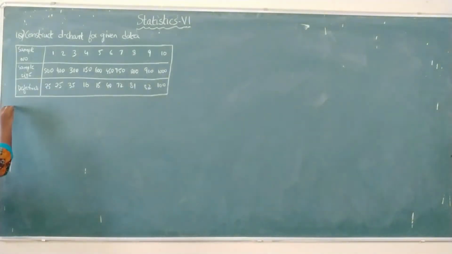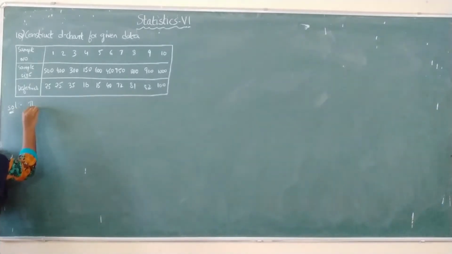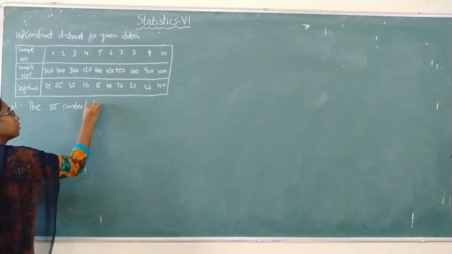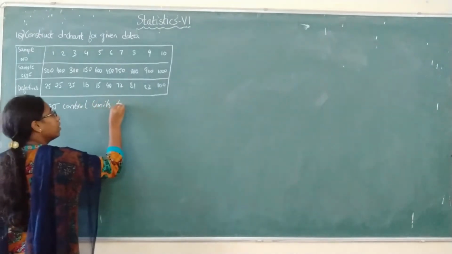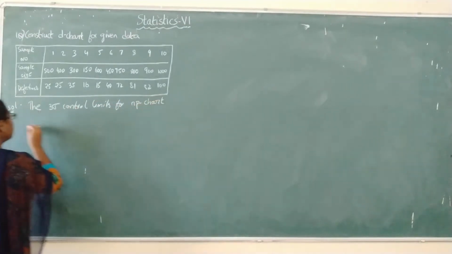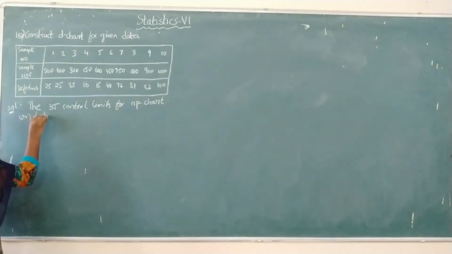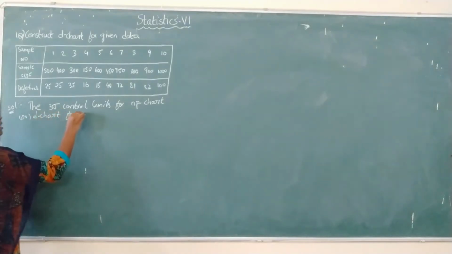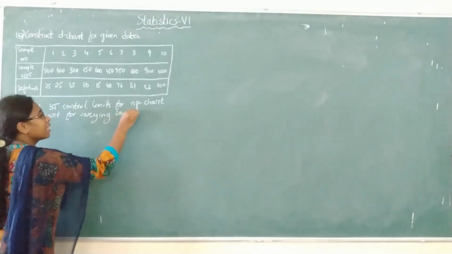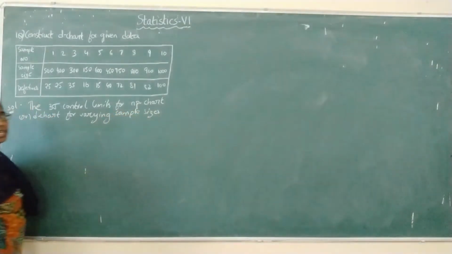So coming to the solution, first we have to write the control limits for the NP chart, that too for the varying sample size. First write down the 3 sigma control limits for the NP chart, or you can write D chart, NP chart or D chart for varying sample sizes. So what are the control limits?